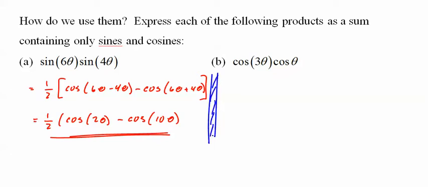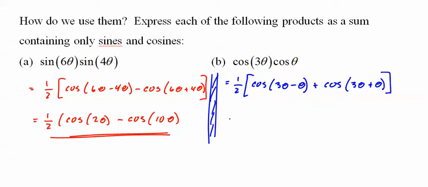But who knows? So how do we do cosine? 1/2 cosine of 3 theta minus theta plus cosine of 3 theta plus theta. One half of cosine of 2 theta plus cosine of 4 theta.